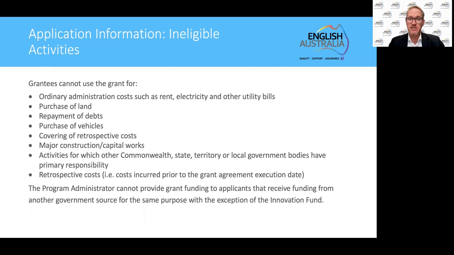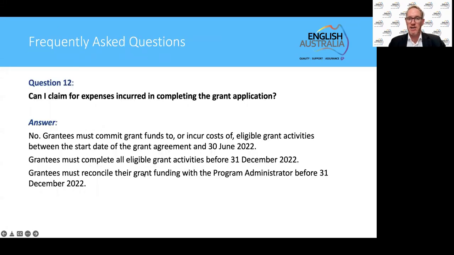And similarly, as I've mentioned, unless it's the innovation fund, you can't be already receiving funds for the program. I've just referenced this because we have had inquiries around costs associated with doing grant applications, and those costs are not eligible grant program costs. So it's designed for how you as a provider can utilise the funds post receiving the funds to diversify your business and develop and grow online and offshore business capability.